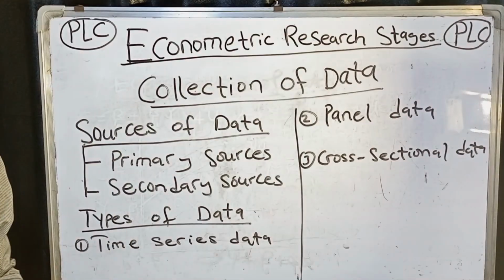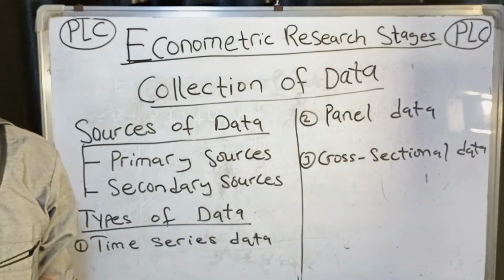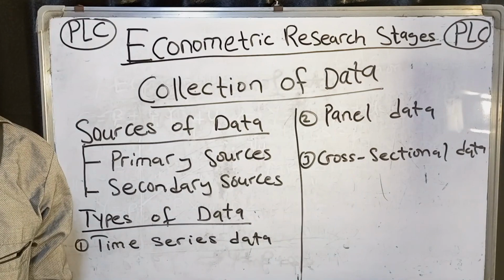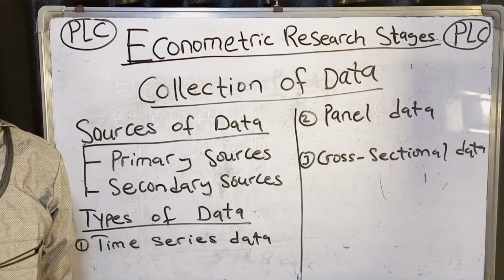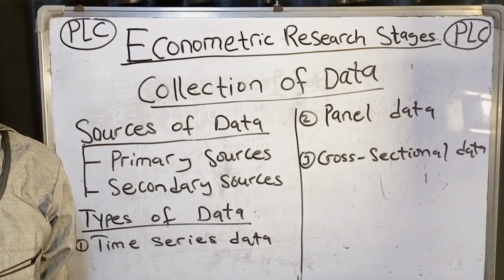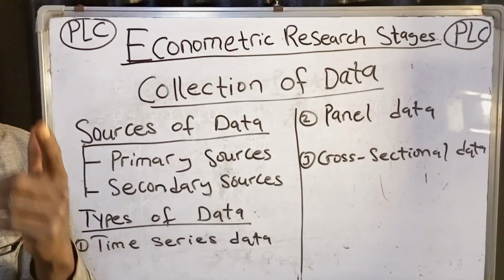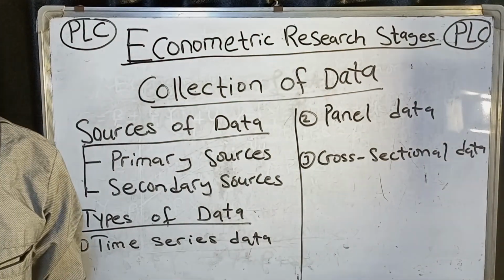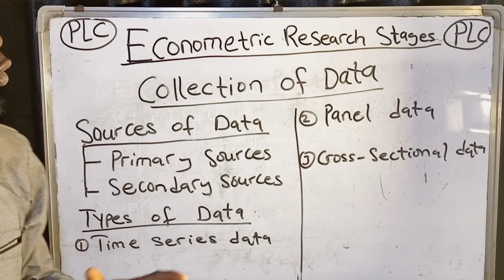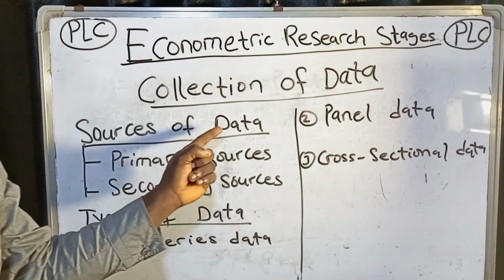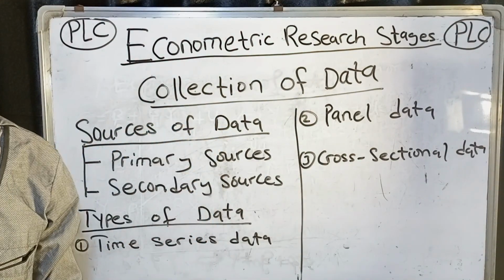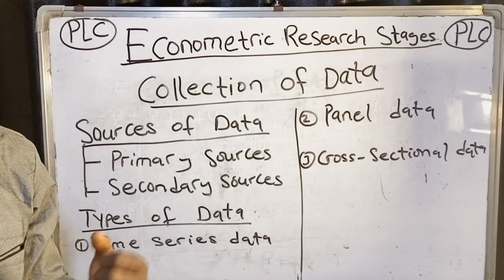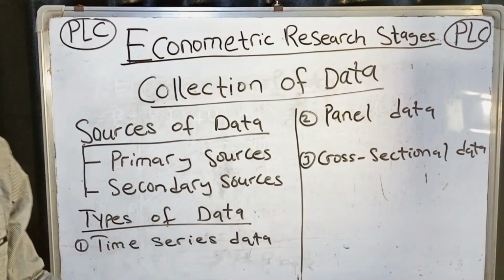There's a need to collect data for the relevant variables in the econometric model. Data is needed majorly for our independent variable. Now, for the collection of data, we need to understand two major things: the sources of data and the types of data we have. What are the sources of data? We have primary data and secondary data.